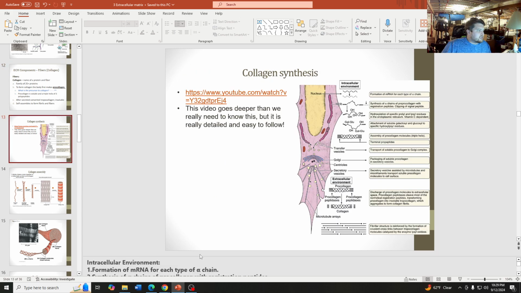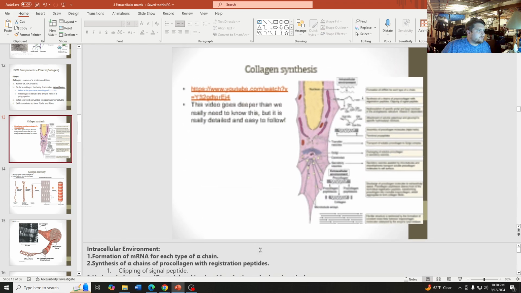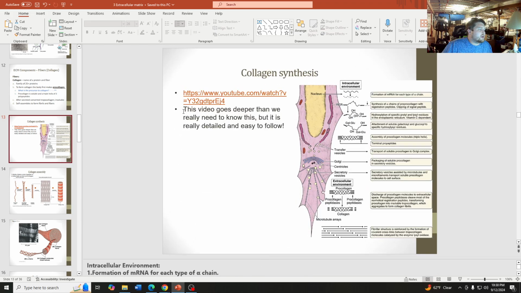So collagen synthesis, there's a lot here. If it's easier for you than looking at this picture right here, I went ahead and wrote out all of what is happening down in here so you can have it right there. I also found a pretty decent YouTube video that walks through the generals of this process. It's a little bit more detailed than what we need to know, but it has some good pictures and some good things. If you want to take a look at that, go right ahead.